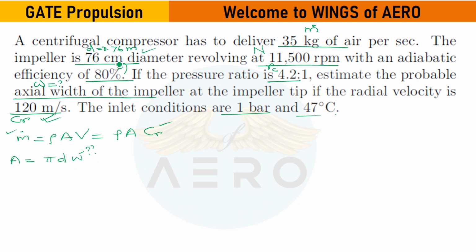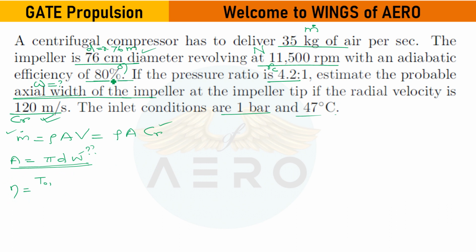Then they have also given efficiency. So we can make use of the efficiency formula. Area is equal to pi by 4, pi d square by 4, right? Yes, that's right. But if in case they have given the width, we need to use this formula. If they have given the width, you need to use this formula. Fine, please note it down.